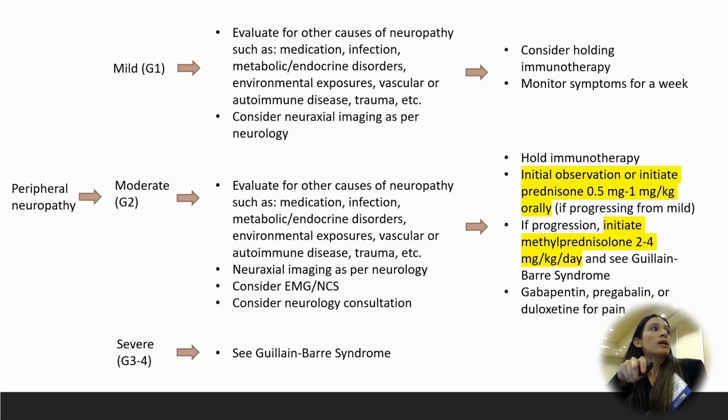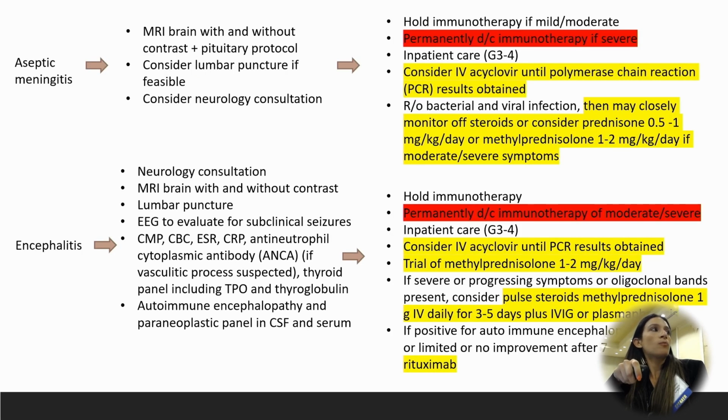Peripheral neuropathy, pretty much the same. Hold immunotherapy, monitor symptoms, and for a grade 2, we can do the steroids. Severe, we're going to treat as Guillain-Barré, which we just saw. Two other adverse events require permanently discontinuing immunotherapy. Aseptic meningitis is one, and the other one is encephalitis, okay?